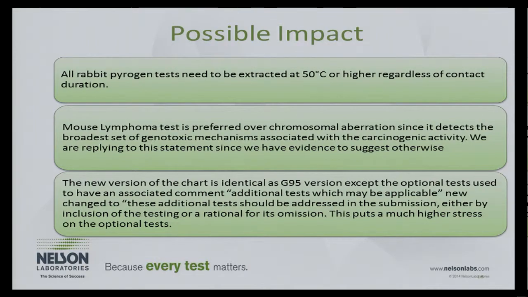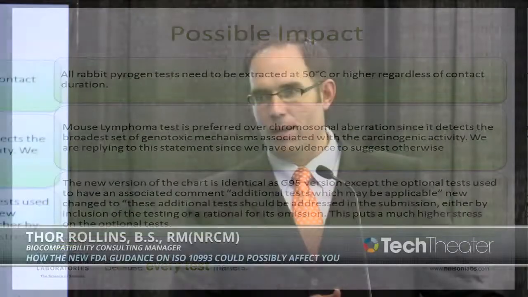This one we actually fought because we disagree with it. It said the mouse lymphoma test is preferred over chromosome aberration since it detects the broadest set of genotoxic mechanisms associated with carcinogenicity activity. We have a ton of data that shows the chromosome ab is actually more sensitive than mouse lymphoma. In fact, the chromosome ab could be considered the most sensitive genotoxicity test. So we submitted our data to the FDA and said, we think it's the other way around. I know that Japan also submitted data to show that chromosome ab picks up the majority of the genotoxic material. So we'll see what the FDA comes back with.